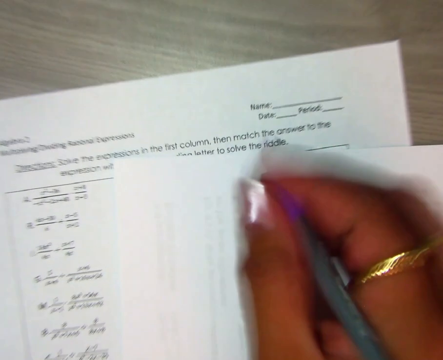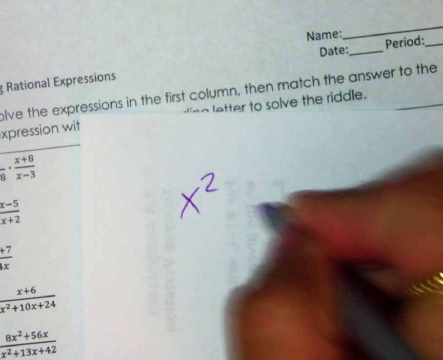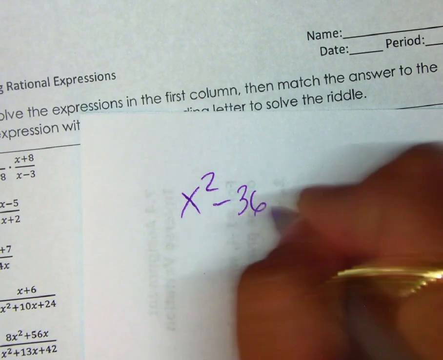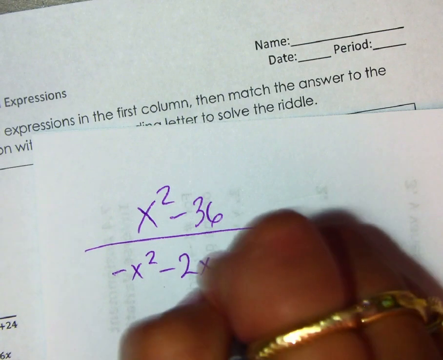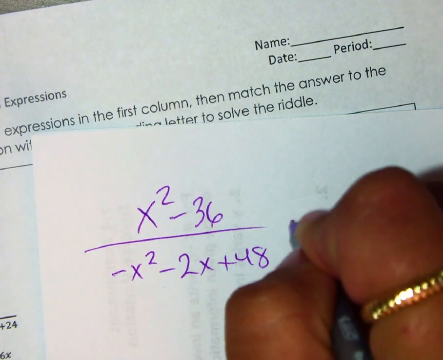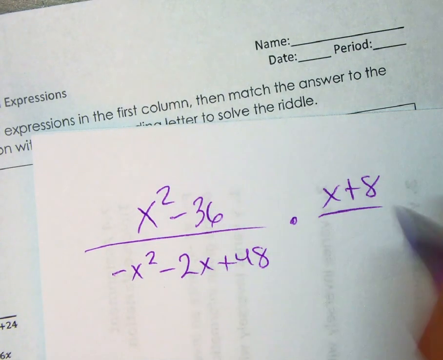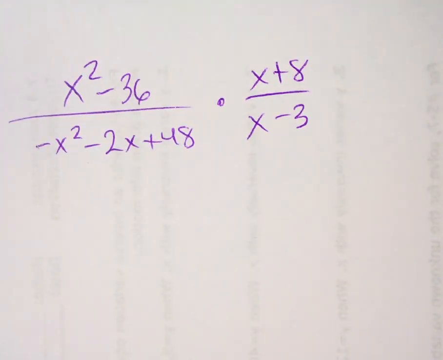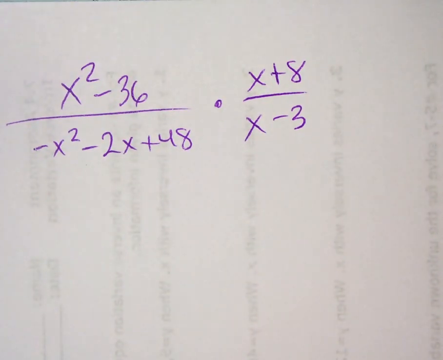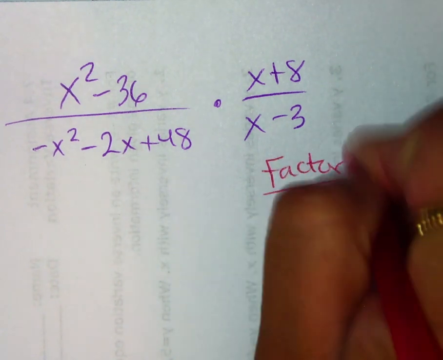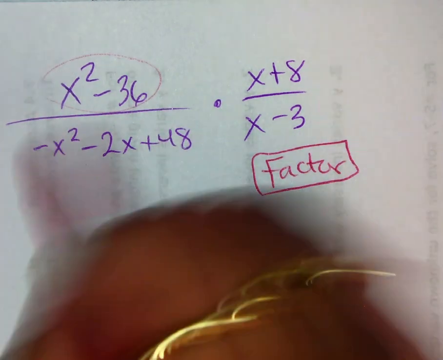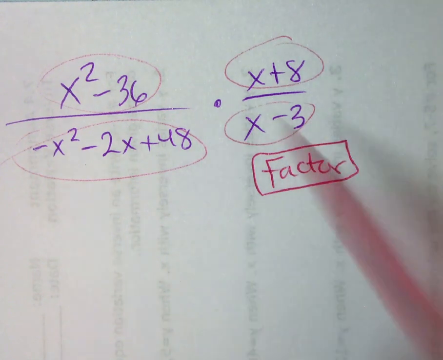I'm going to go over the first problem, and that is x squared minus 36 over negative x squared minus 2x plus 48 times x plus 8 over x minus 3. All right, so the first thing you want to do when you multiply rational expressions is factor. You want to have the numerators and denominators in factored form.